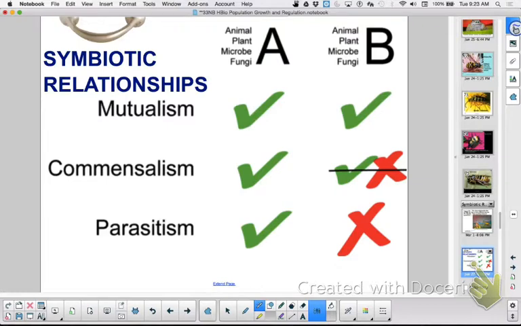It was good for him because he had shelter. If you just don't even pay attention to your dog, it's so sad. That would be commensalism, right?